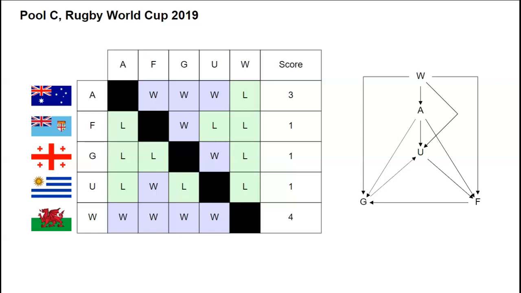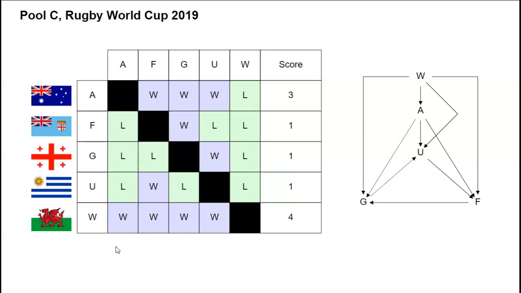So this diagram illustrates the combinatorial definition of a tournament. This represents Pool C of the Rugby World Cup of 2019. Members of the pool were Australia, Fiji, Georgia, Uruguay and Wales. Each team played each other team precisely once. That's part of what we mean by a tournament.